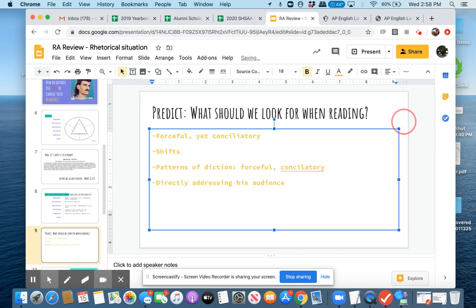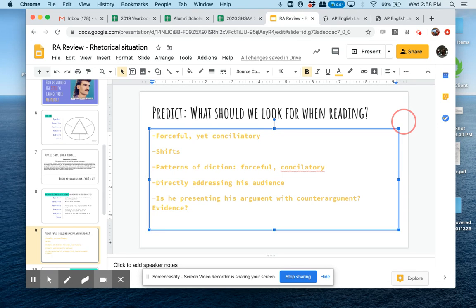And because we know that he has an argument to be made here, and that we have studied some good techniques for argument in our classes, is he presenting his argument with counter argument? Do we see evidence? Right? What are some of those things that we see? Again, I spelled conciliatory wrong, and that's going to drive some of you crazy. So I better fix that before I move on. Right? So just a couple things that we might look for as we start our reading here.